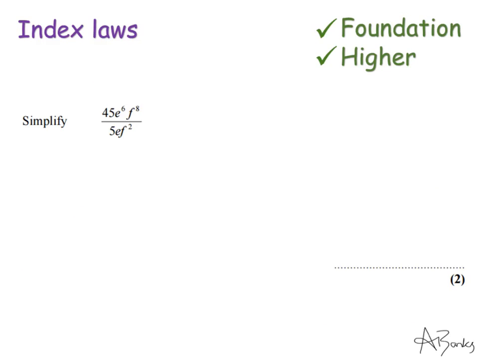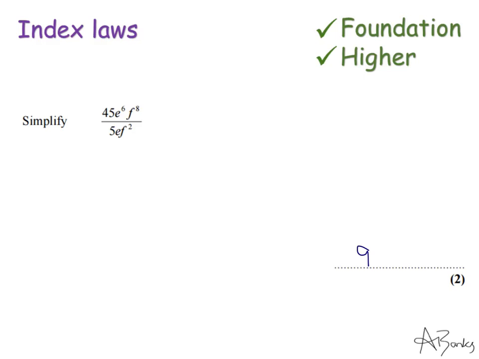Let's look at one more example. This is a slightly more complicated one. So I've got 45e to the power of 6, f to the power of 8, all over 5ef squared. So first I'm going to look at my numbers. I've got a 45 and that's being divided by 5. So that just leaves me with 9.